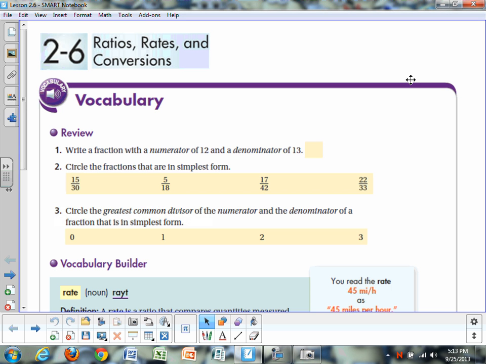Hey students, this is lesson 2.6. In this lesson, we're going to learn how to find rates and ratios and how to convert units and rates. Go ahead and do the review. I'll check back with you.